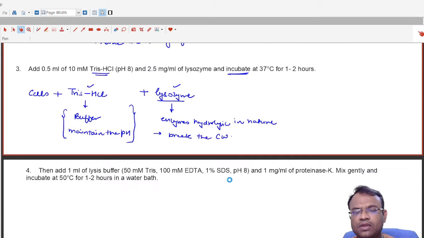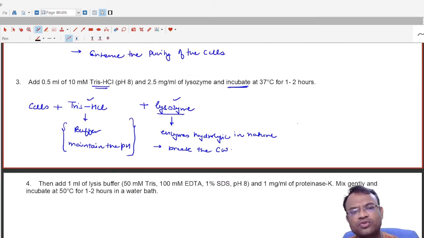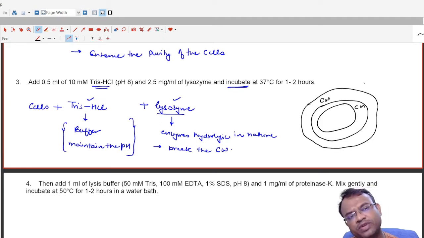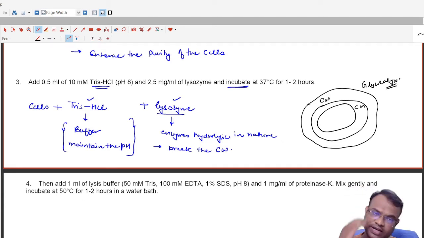Just one more thing for those of you who do not know: suppose this is the cell membrane. Just outside the cell membrane there is the cell wall, and in some cases a membrane outside the cell wall is also present. This is called the glycocalyx. So what we intend is to remove the cell wall and glycocalyx with the help of lysozyme.